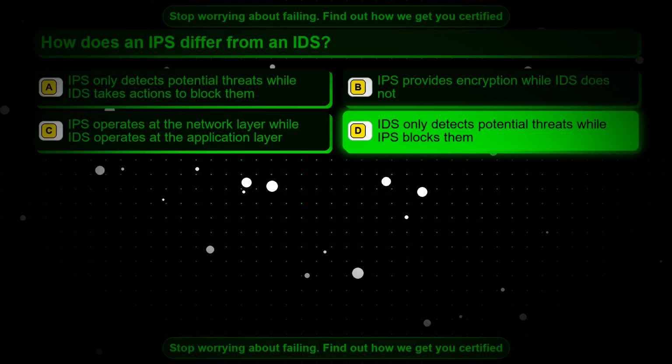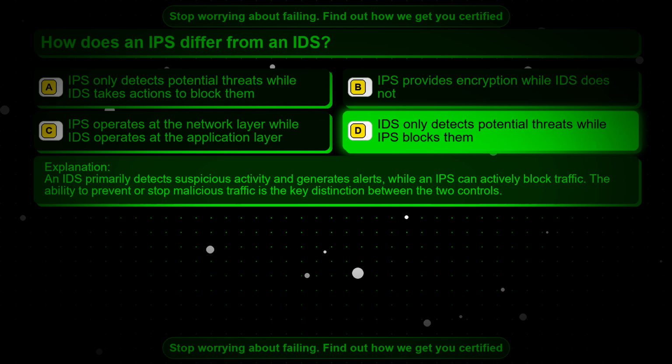The correct answer is option D. IDS only detects potential threats while IPS blocks them. An IDS primarily detects suspicious activity and generates alerts, while an IPS can actively block traffic. The ability to prevent or stop malicious traffic is the key distinction between the two controls.